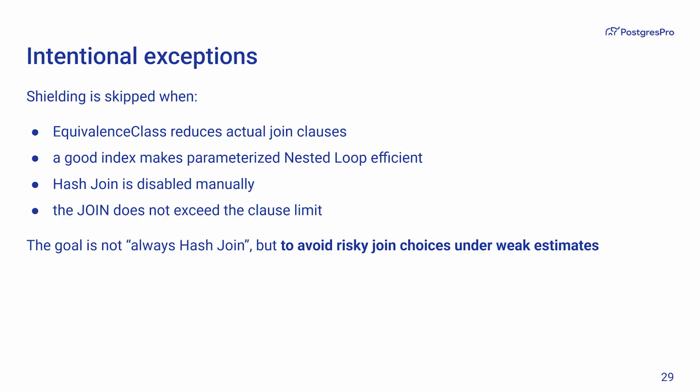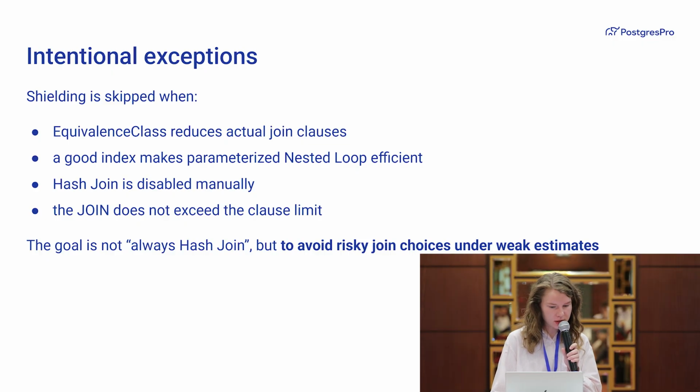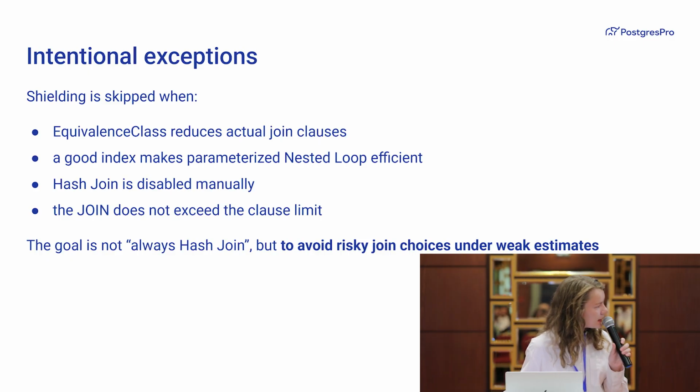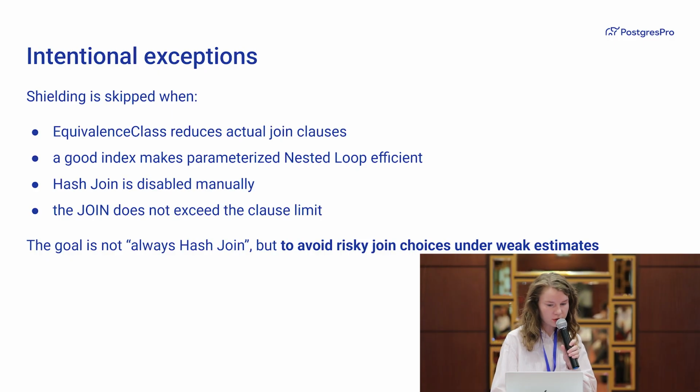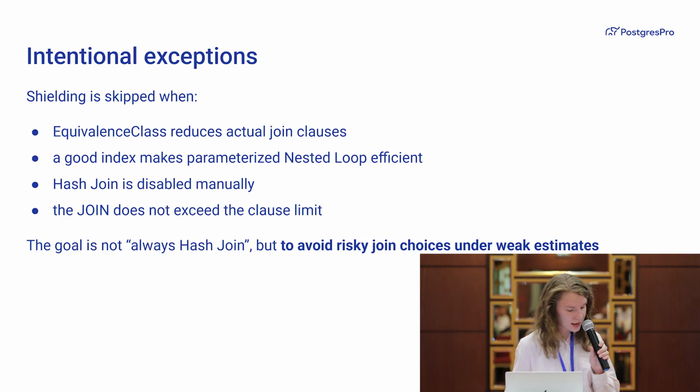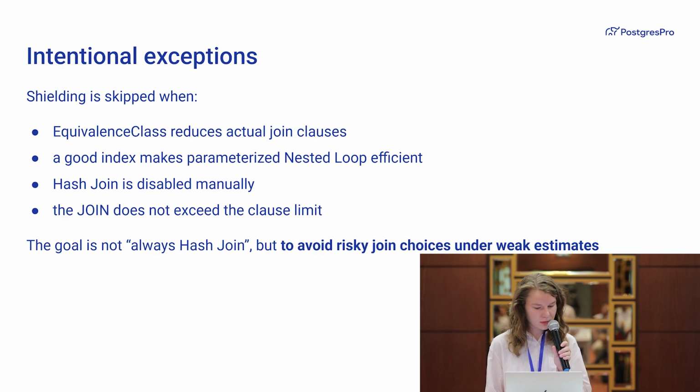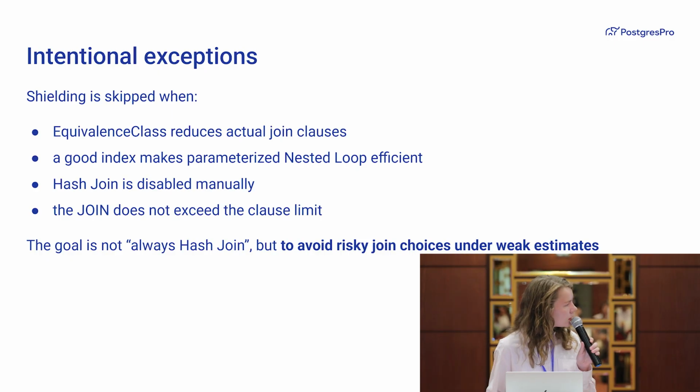It also has some exceptions. For example, if hash join is disabled, we don't change anything. And if the inner side of the nested loop can be accessed quickly, then we also don't change it. So the idea is simple. We don't force hash join everywhere, but only when the estimates are risky and the join has many relevant clauses.